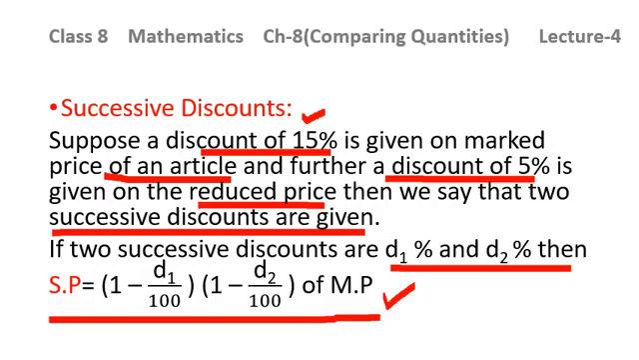Actually, normally in the questions two successive discounts are given, but three successive discounts can be given, four successive discounts can be given. Then you can keep on adding 1 minus D3 by 100, 1 minus D4 by 100, likewise into MP.